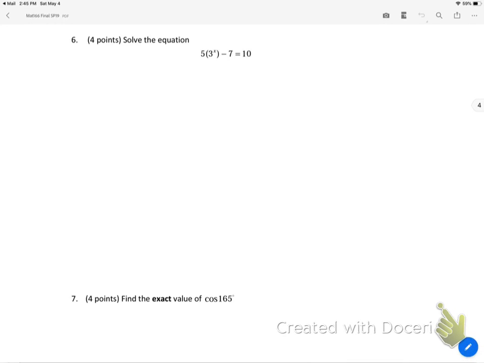Okay, solve the equation. First of all, we're going to add 7 to both sides. So 5 is there, the 3's there, the exponent's there, but this is now 17 because I added 7 to both sides. I'll now divide both sides by 5, so we basically have 3 to the x equals 17 over 5.